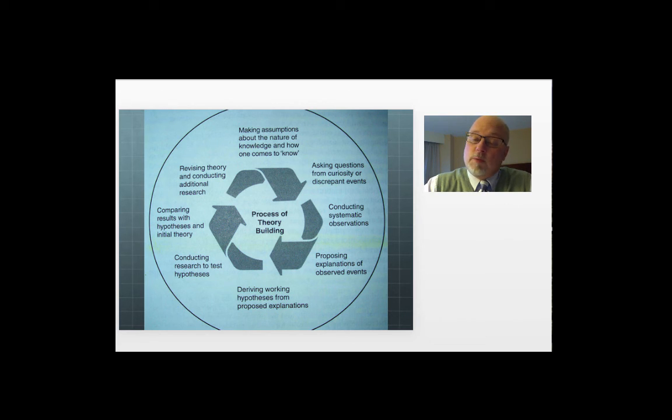Oftentimes, research will be very narrow and focus on a very specific thing, but other times there will be these large, massive theories trying to explain lots of stuff, and that makes it harder to provide the evidence that we need. A lot more things can go wrong. So again, the point of this is that the process of theory building takes an extensive amount of time, perhaps even a lifetime, for a researcher to do. Thus the symbol of the ongoing cycle going over and over and over again.